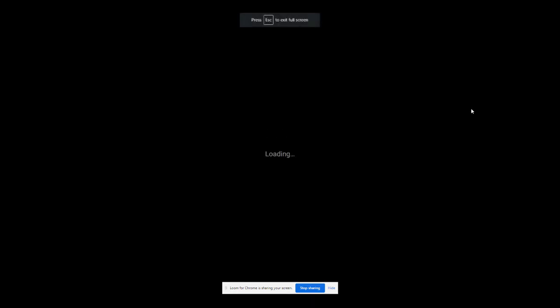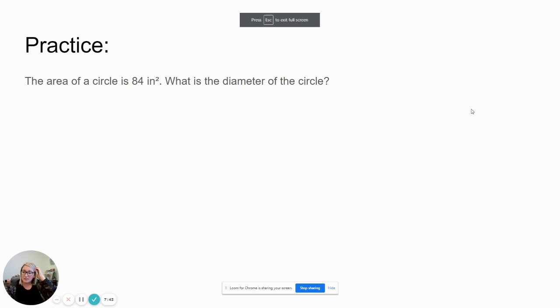You guys are going to do a practice of this one, doing the exact same thing. Notice that this one asked you for the diameter. So that means when you find your radius, you do have to multiply it by 2. So go ahead and get started on getting this one done, and then get your exit ticket done, and then you are done for the day.